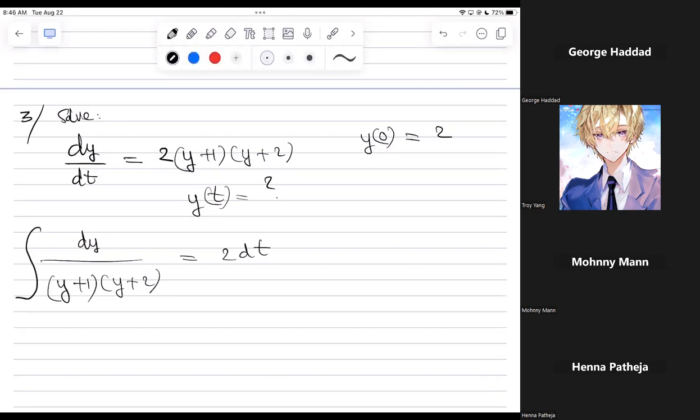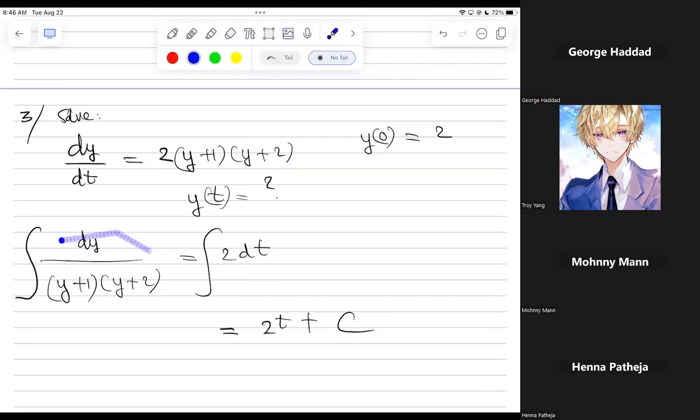Now I can integrate both sides, right? Because now the left-hand side only has one variable, y, and the right-hand side only has one variable, t. So I integrate both sides. What is the right-hand side here? The integral of 2 dt is just 2t plus c, right?